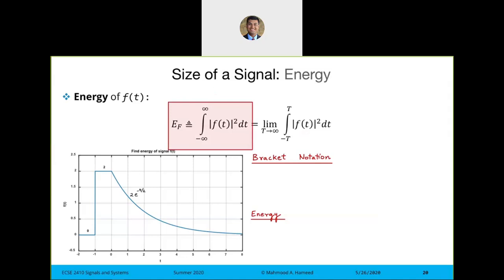Let's do it for this particular signal that is shown. So we'll do two things. One is we'll do a bracket notation representation of this signal, and then we'll also compute its energy. So f of t, as you can see, has three pieces. It is 0 for some time, it is 2 for some time, and it is 2 e raised to negative t over 2 for some time. So those are the three pieces of this signal.